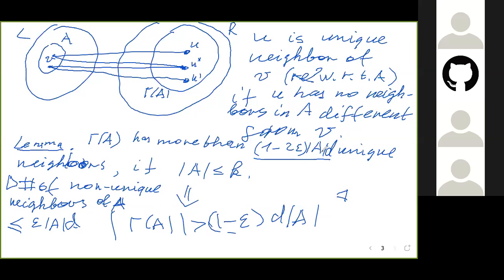And later we will assume that epsilon is at most 1/4 or at most 1/2. And this implies that under the assumption that A has at most k nodes, gamma of A has at least one unique neighbor.